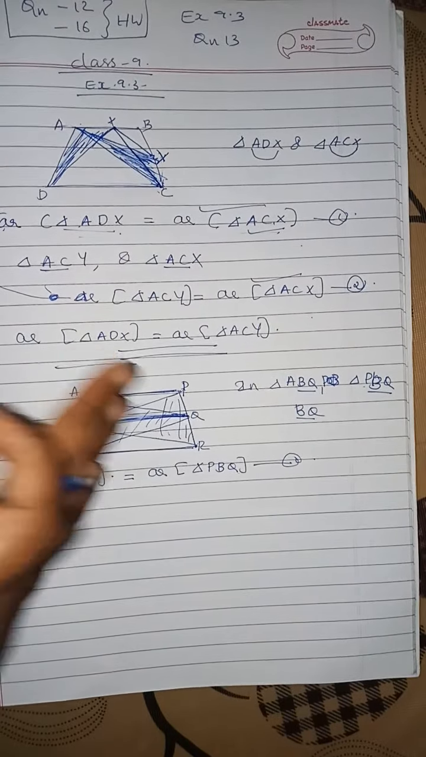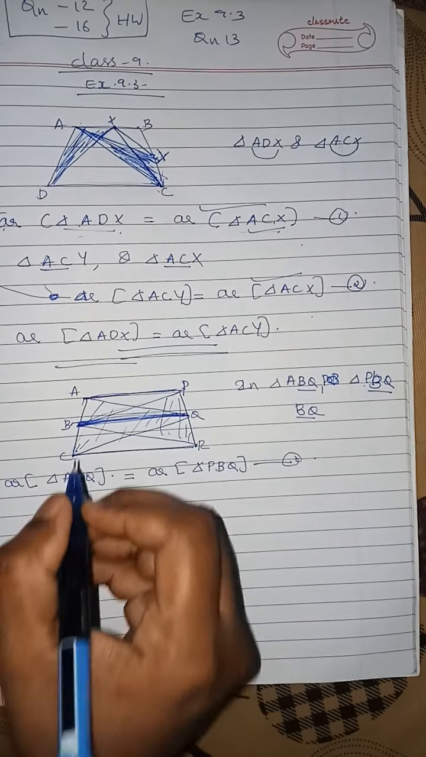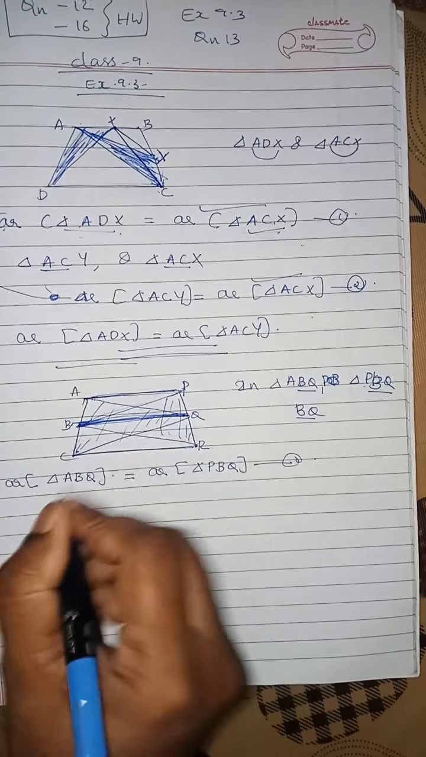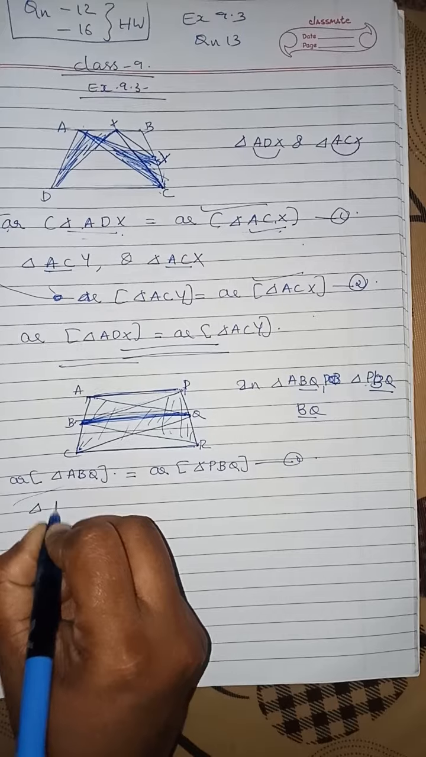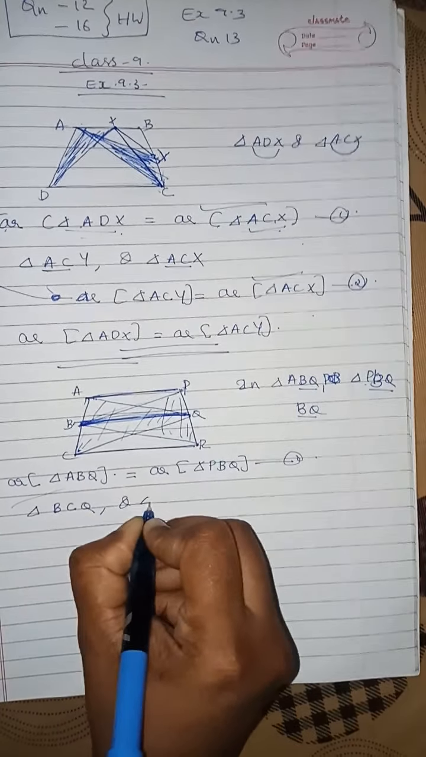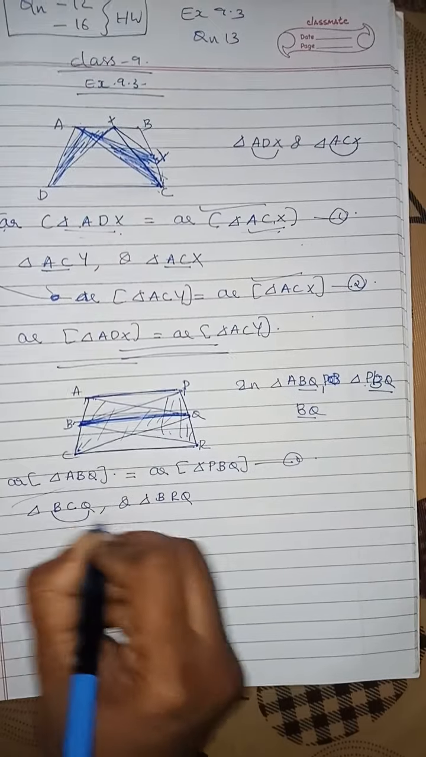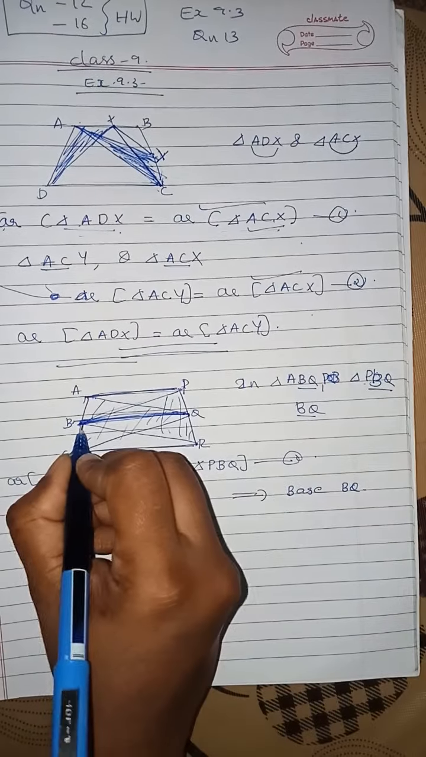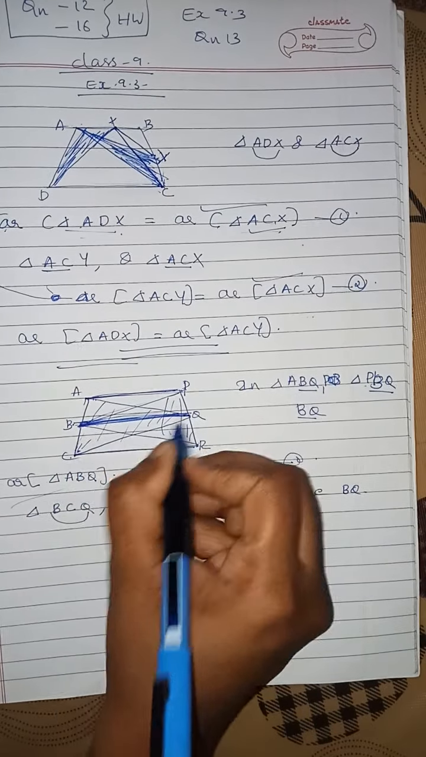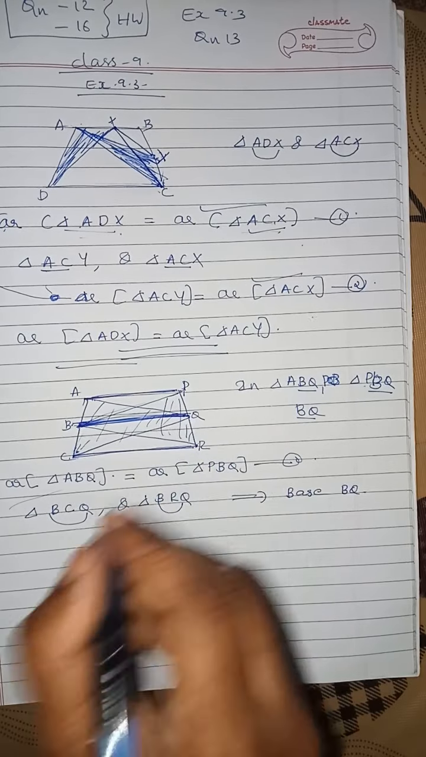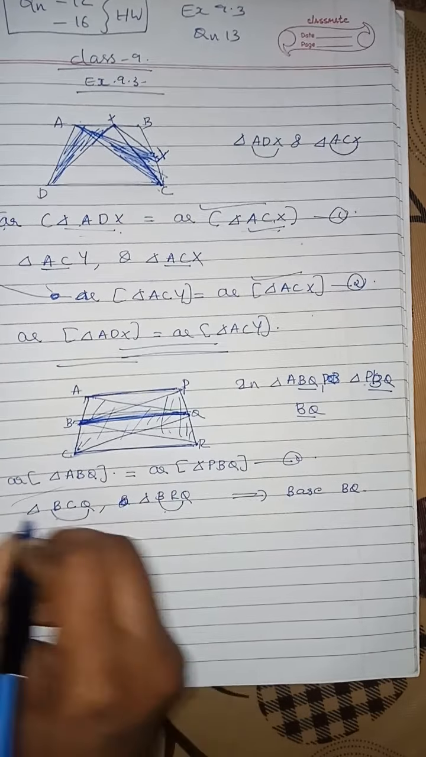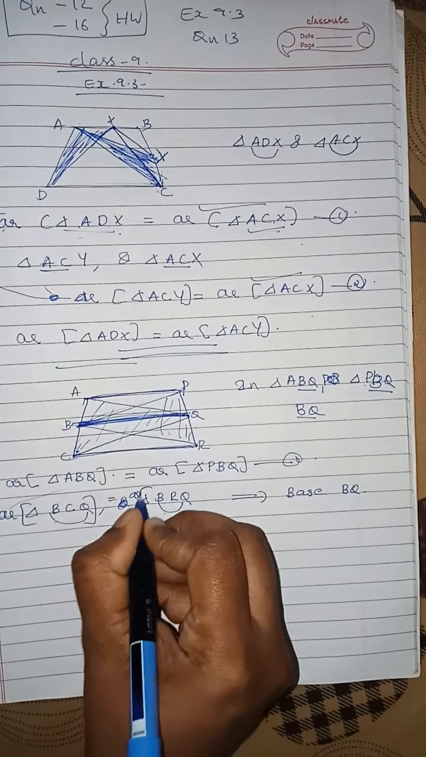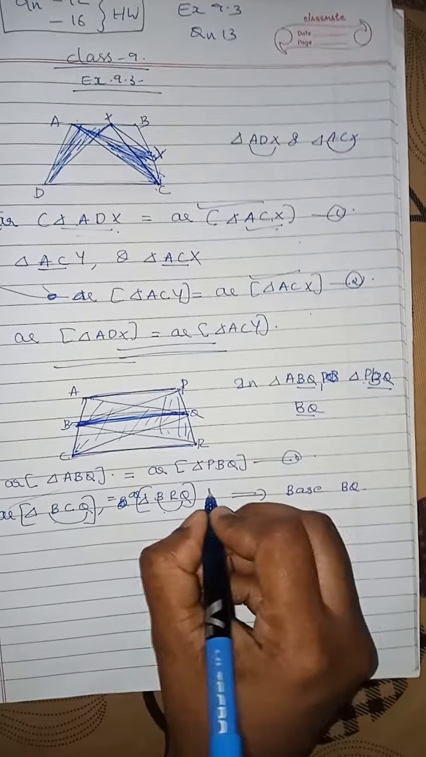Okay. Next I am taking the next part. Triangle BCQ and triangle BRQ. Both have the same base BQ, correct? Same base BQ, and both are in between the parallel lines BQ and CR. Correct? So we can equate these two triangles' areas. Area of triangle BCQ is equal to area of triangle BRQ. Putting it as equation number 2.